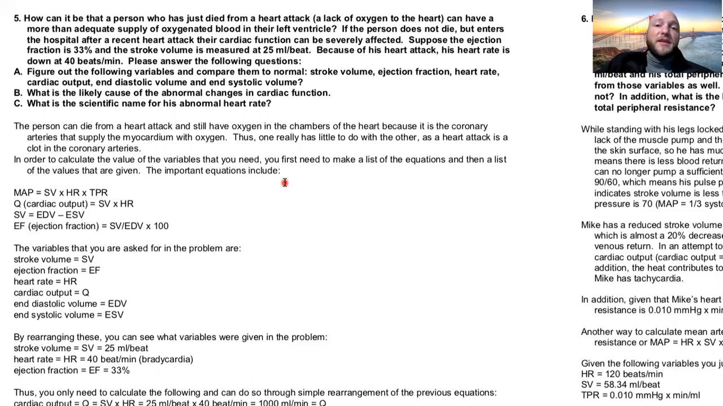If the person does not die but enters the hospital after a recent heart attack, their cardiac function may be severely affected. Suppose the ejection fraction is 33% and the stroke volume is measured to be 25 milliliters per beat. Because of this heart attack, his heart rate is down to 40 beats per minute. Please answer the following questions. Figure out stroke volume, ejection fraction, heart rate, cardiac output, and diastolic volume and systolic volume. What is the likely cause of the abnormal changes in cardiac function? What is the scientific name for this abnormal heart rate?